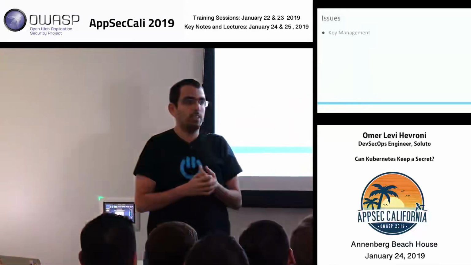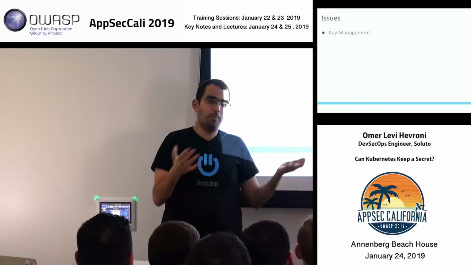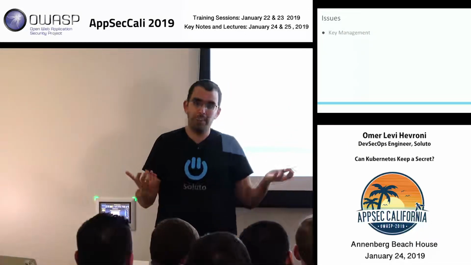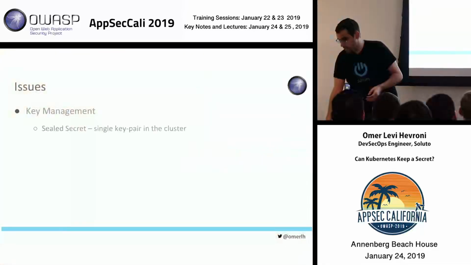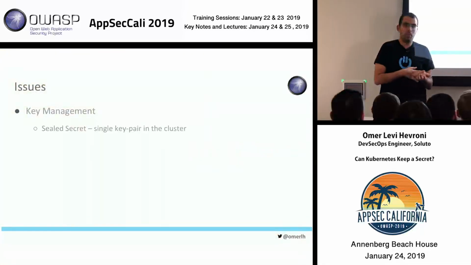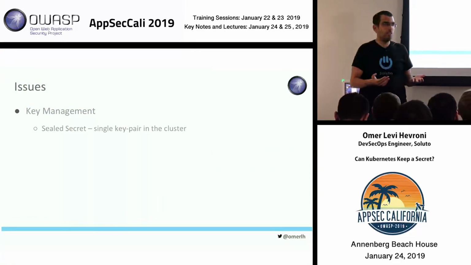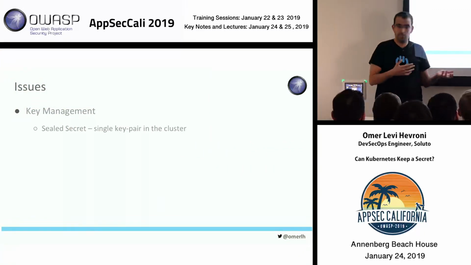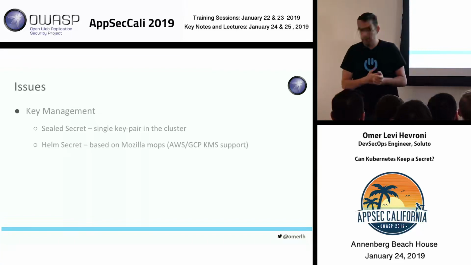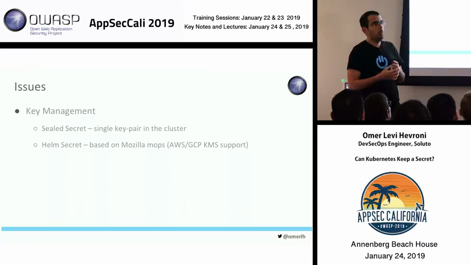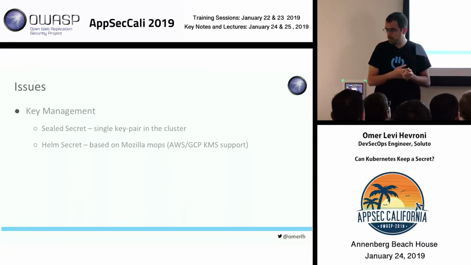And the first issue is key management. After all, we need to talk about how you encrypt the data, because if you don't encrypt it well, you did nothing. So SealedSecret, the way it works is that you have one key value pair on your cluster, and it's not that secure, and you don't have any HSM protection for these keys. Helm secret is a bit better. It's integrated with a tool by Mozilla called SOPS, which has support for AWS or GCP, so it's a lot better.